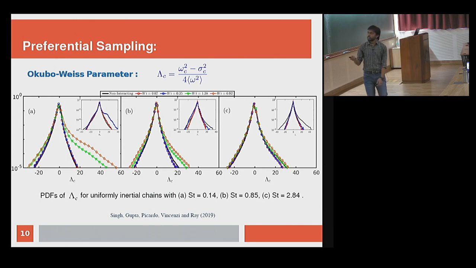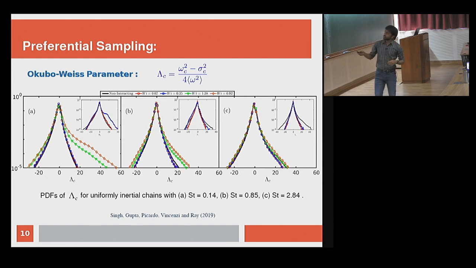So this is the case for uniformly inertial chains. There are similar plots for heavy-headed chains. When we look at the plots for heavy-headed chains, a very small Weissenberg number means the chains are not extensible, meaning they are really acting as point particles. The black curve here is for non-interacting particles. When the chain is almost inextensible, it overlaps with the non-interacting particles because the whole chain is condensed at a single point.